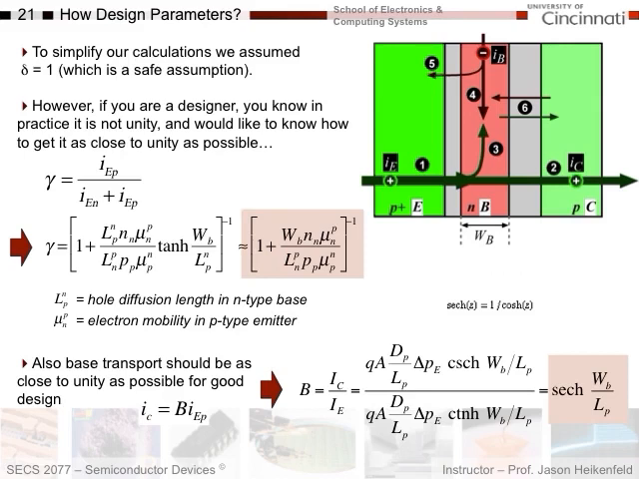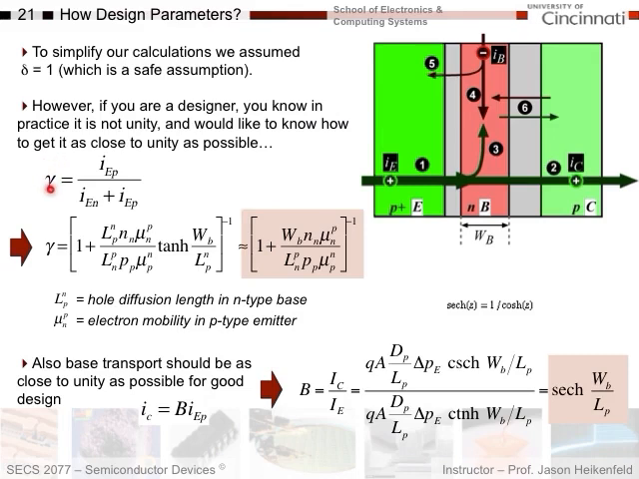Okay, so a little bit more on how we can design the BJT optimally. To simplify our calculations, we assumed our emitter injection efficiency was 1, which is a fairly safe assumption. However, if you're a BJT designer, you would like to know in practice that it's actually not unity, and you'd like to know how to calculate it, or how to design the BJT to get it as close to unity as possible. So in practice, it's not unity, and so what can you do to design it to be as close as possible?